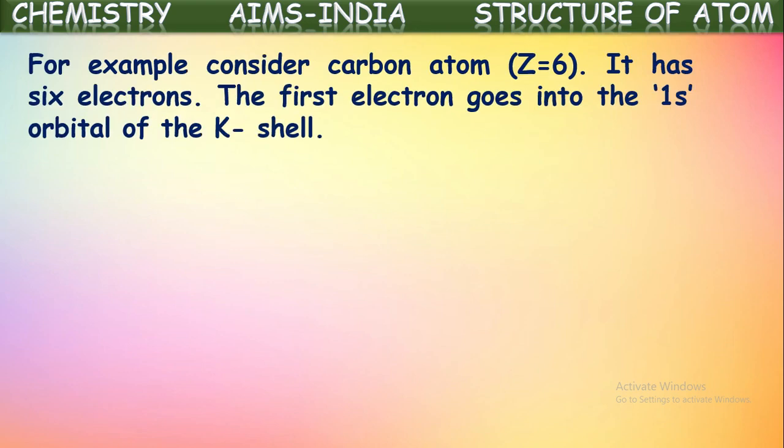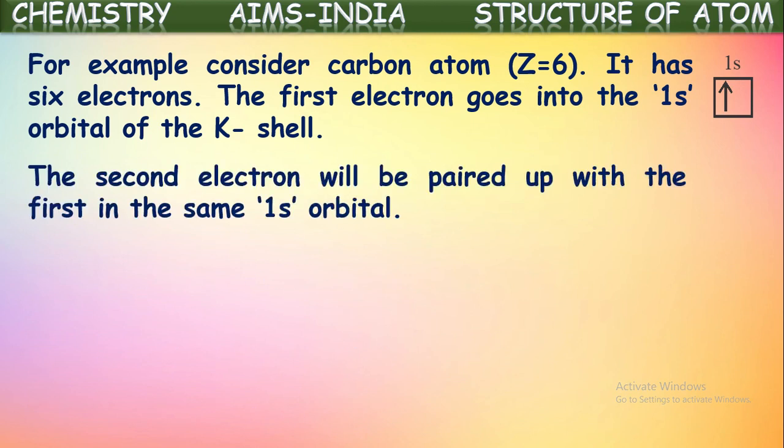For example, consider the carbon atom. We know the atomic number of carbon is 6, which means it has 6 electrons. Out of the 6 electrons, the first electron goes into the 1s orbital of the first shell, the K shell, because the orbital with the lowest energy is the 1s orbital for every atom. So for any atom, the first electron enters the 1s orbital. Diagrammatically it can be represented like this.